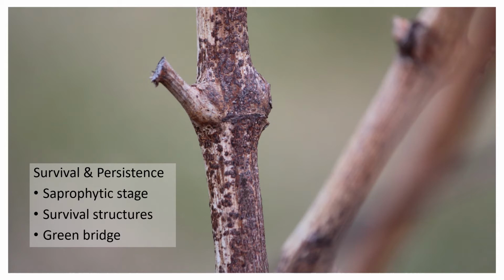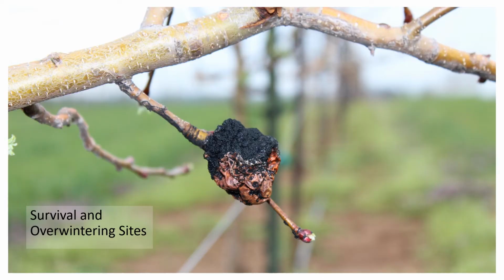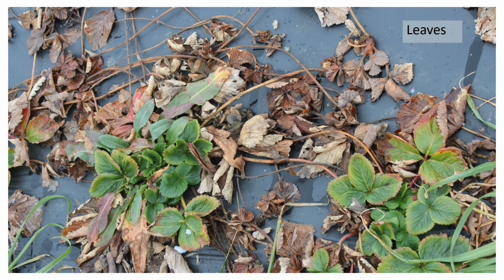And we'll use the term green bridge. So it's some other green plant that's bridging the gap in between crops. So survival can occur in a lot of ways. Today, I am more focusing on the survival structures, or how they go into a dormant phase to wait until there's an opportunity to reinfect. So where, in fact, do these plant pathogens overwinter? Let's take a closer look at those specific sites.